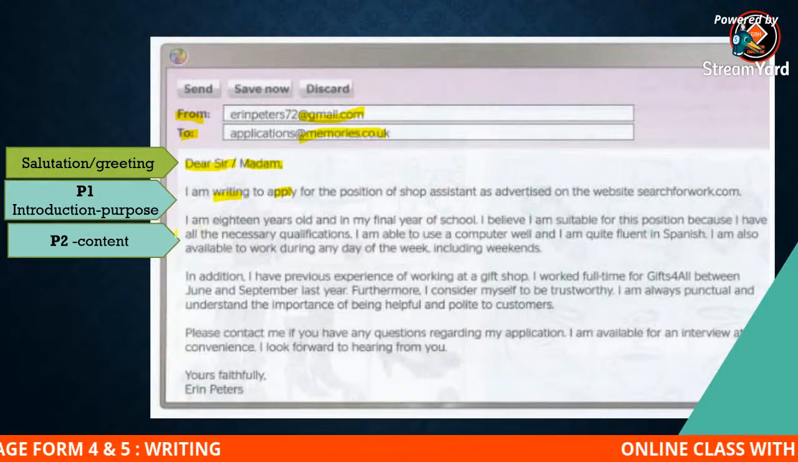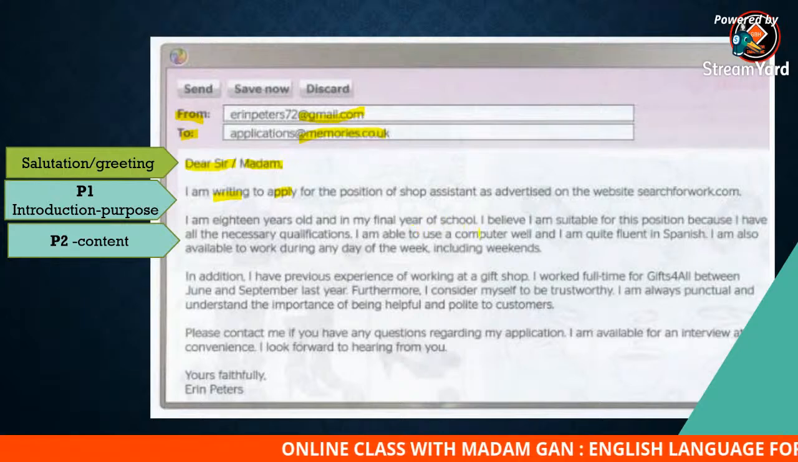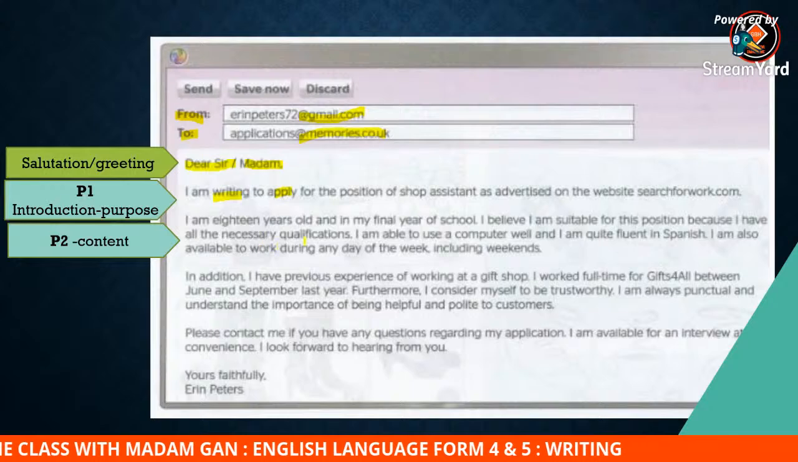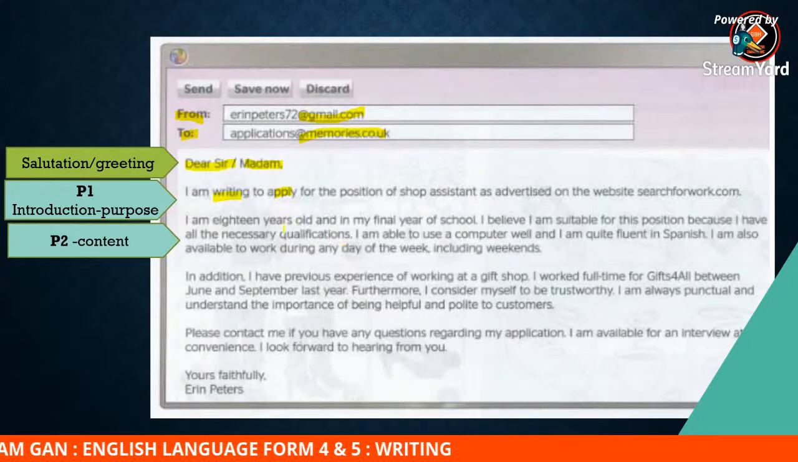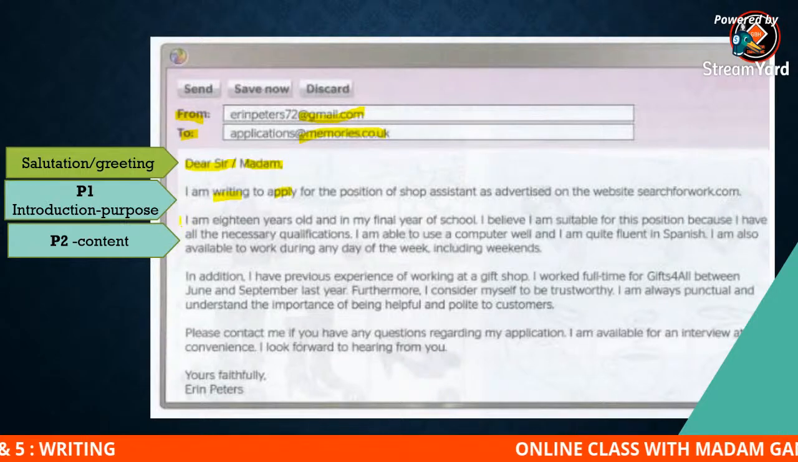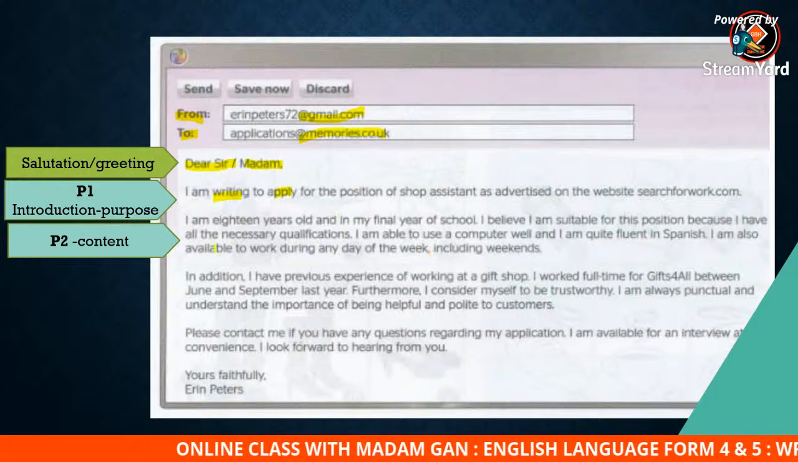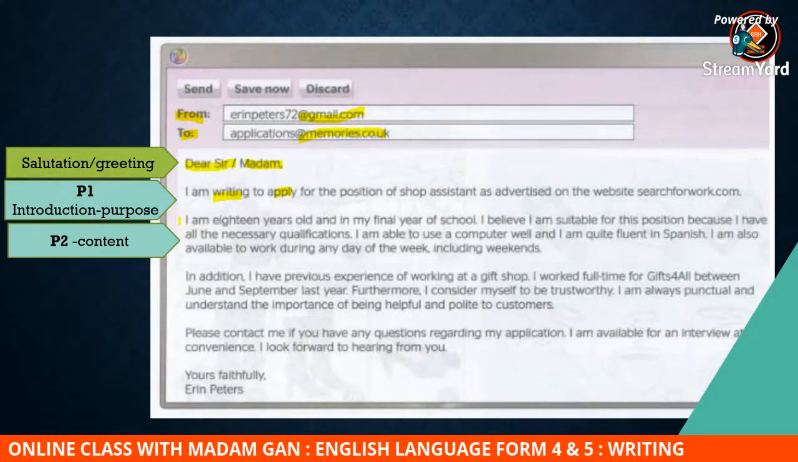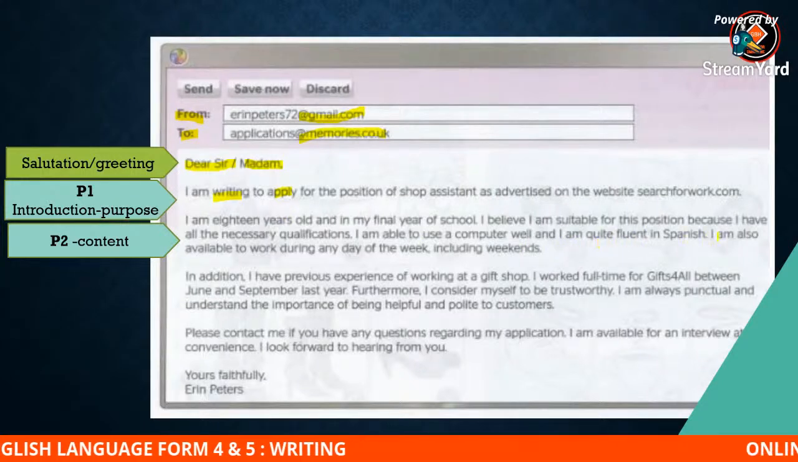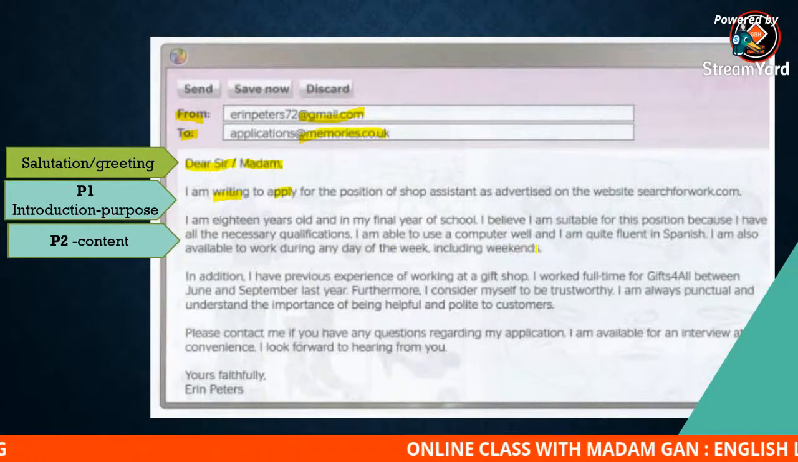You can introduce yourself. For example, I'm 18 years old and in my final year of school. I believe I'm suitable for this position because I have all the necessary qualifications. Okay, so this part or the second paragraph, you're introducing yourself, your age, your qualifications, your background, and so on. Okay, so where do you get all this? It depends on the question given. Okay, so I believe I'm suitable for this position because I have all the necessary qualifications. I'm able to use a computer well.